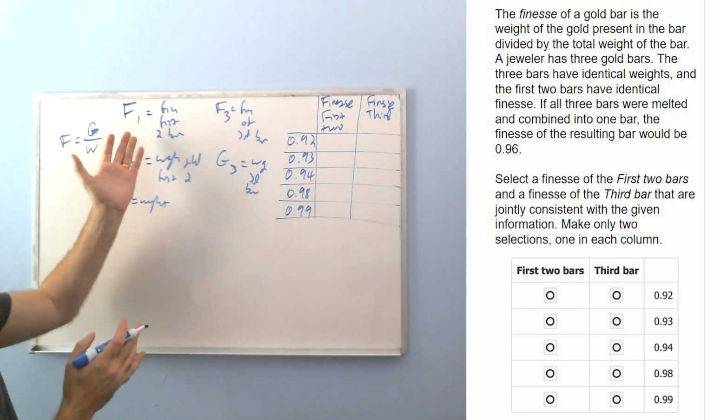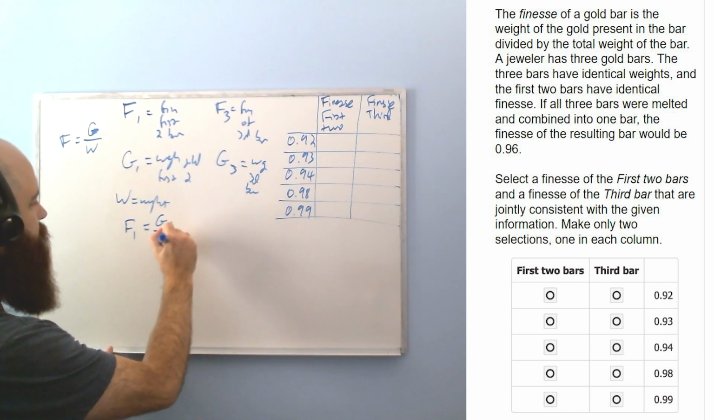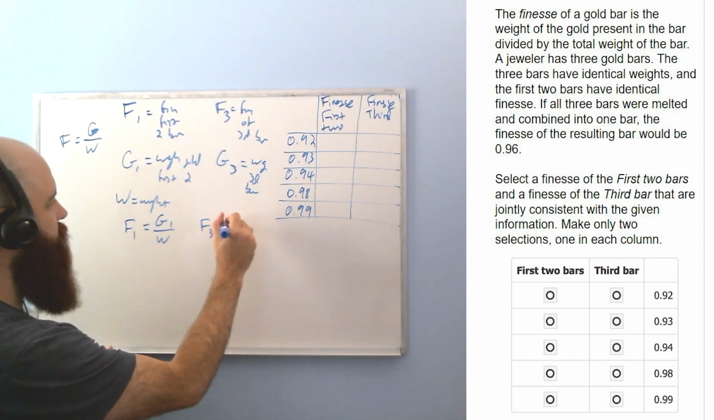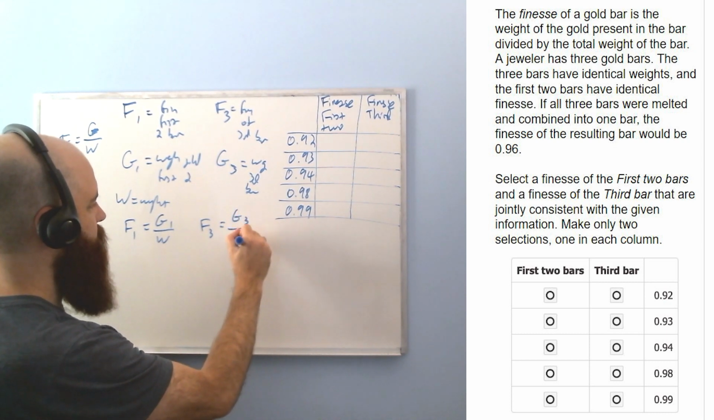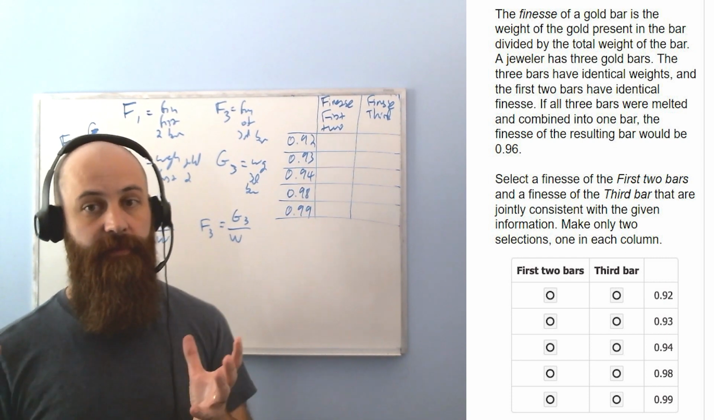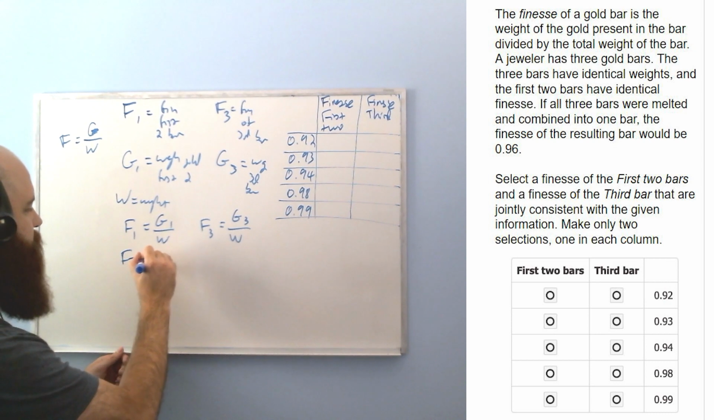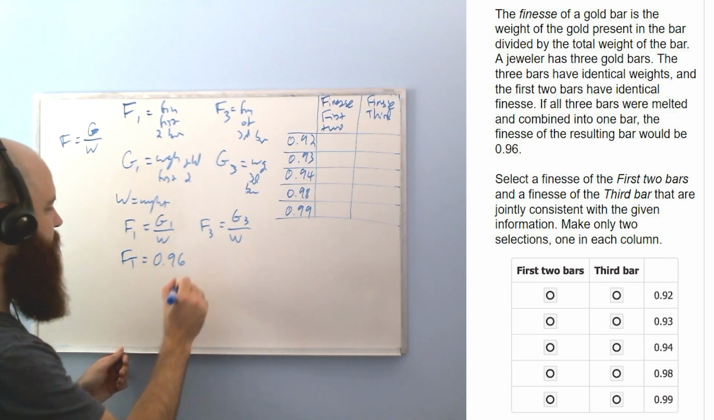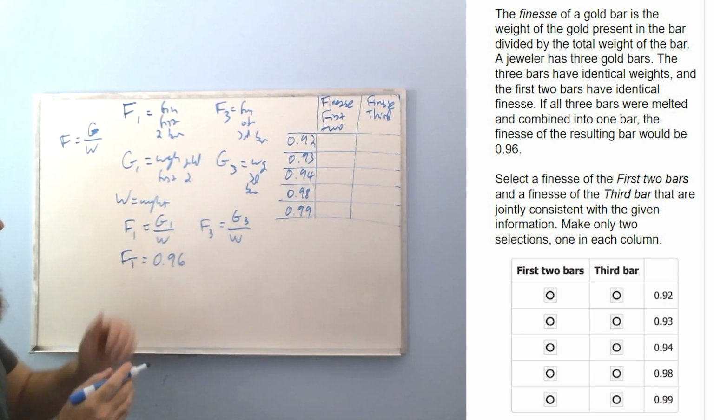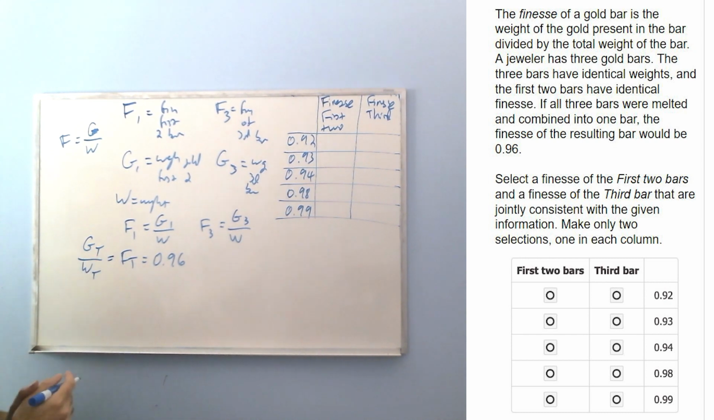All right, so can I get an expression for the finesse of the first bar? Sure, that would be G1 over W. Finesse of the third bar would be G3 over W. Okay, so far I haven't incorporated that number that they gave me, the only number in the problem actually, 0.96. What is that? Well, they say that's the total finesse. The total finesse is 0.96. Maybe I'll define total finesse in terms of gold as well, like I did these. So if it's the total finesse, I guess it's the total gold over the total weight.